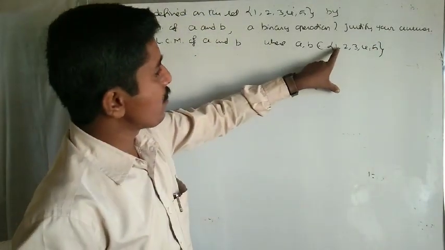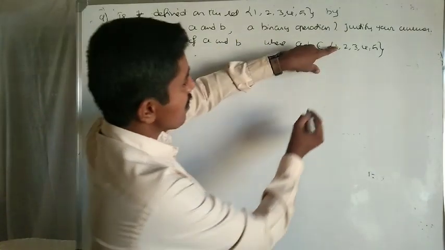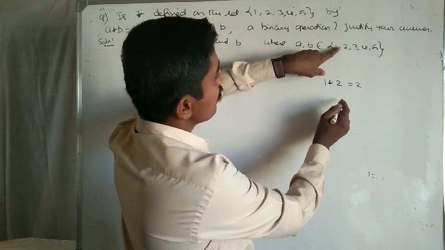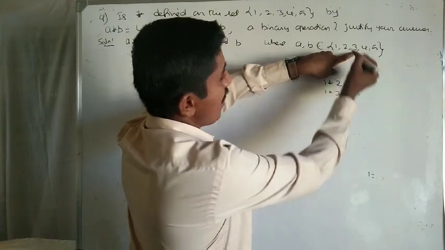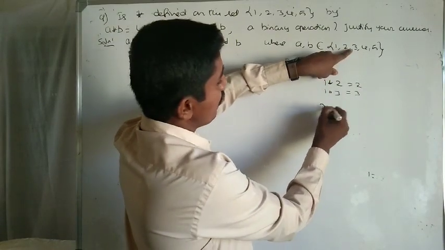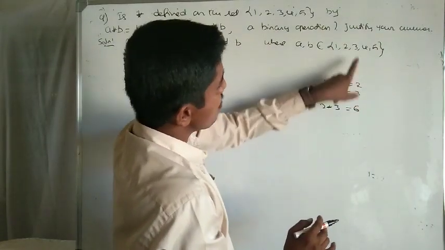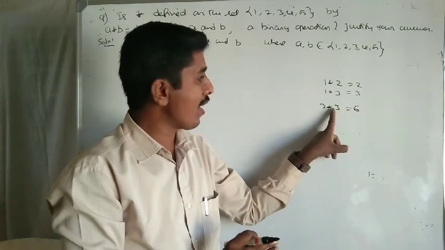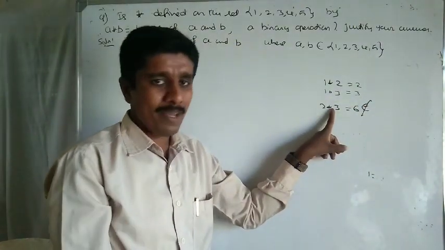Observe the binary operation defined as A star B equal to LCM of A and B. Suppose we take 1 star 2: LCM of 1 and 2 is 2. Suppose 1 and 3: LCM of 1 and 3 is 3. 3 belongs to the given set. Suppose 2 star 3: the LCM of 2 and 3 is 6. Does 6 belong to the given set? 6 does not belong to the given set, which means star is not a binary operation. You can take one example to prove that it is not a binary operation.